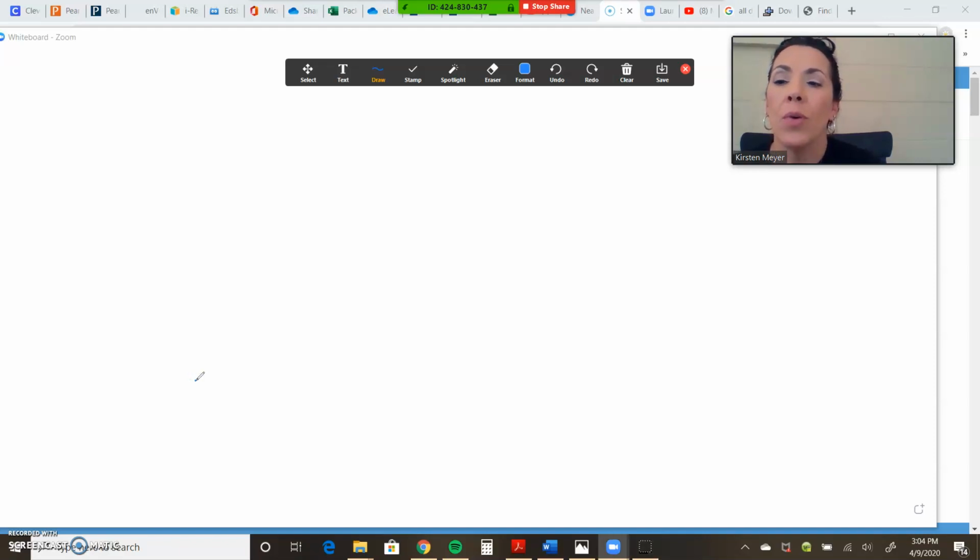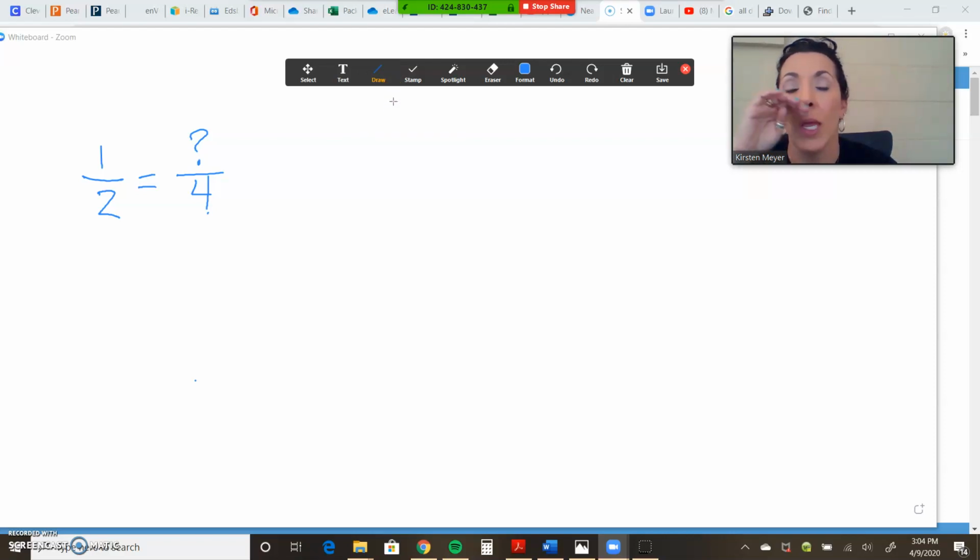If I gave you the fraction 1/2 and I said, how many fourths is that equivalent to? We can use what we have learned already about number lines to help us determine how many fourths it would take to be equivalent to 1/2.